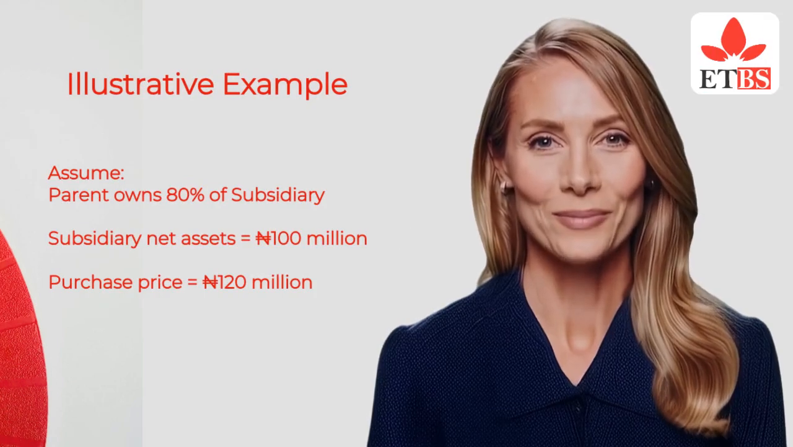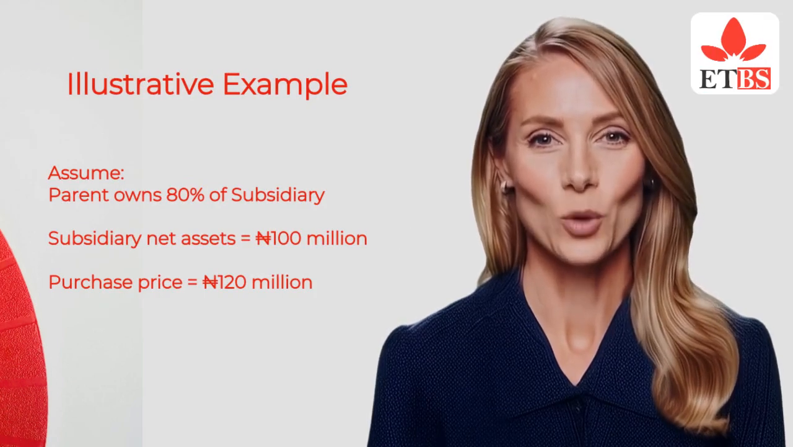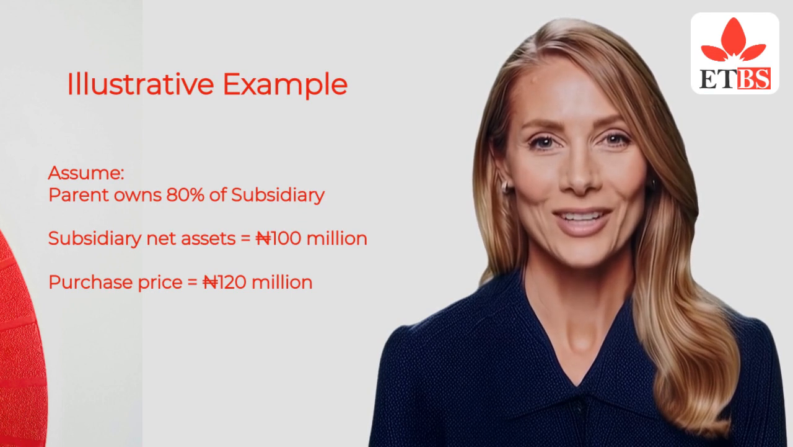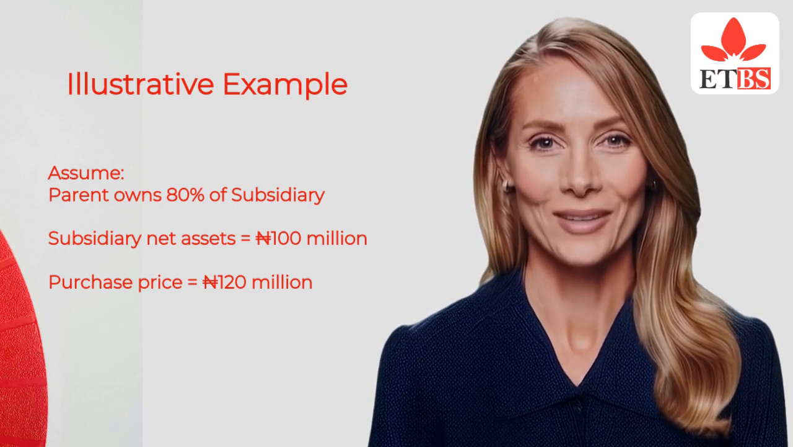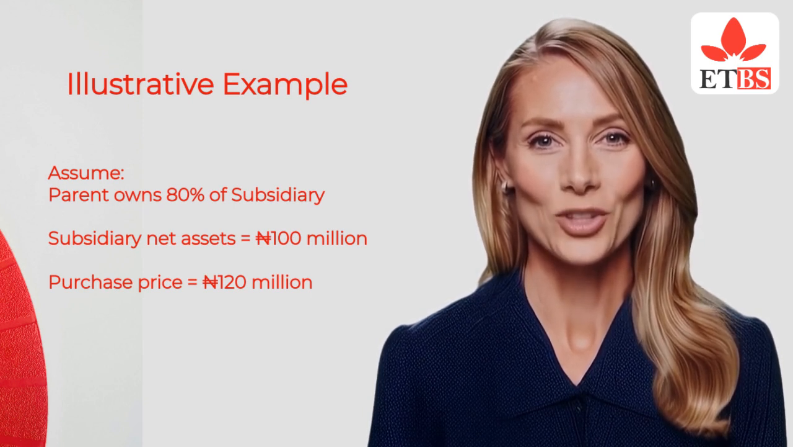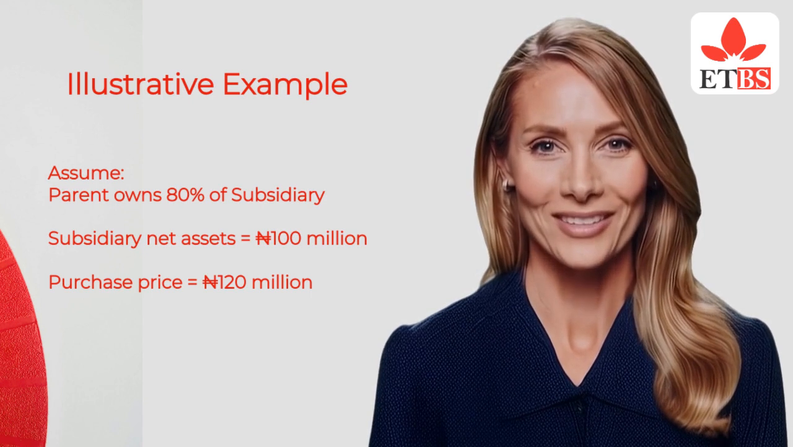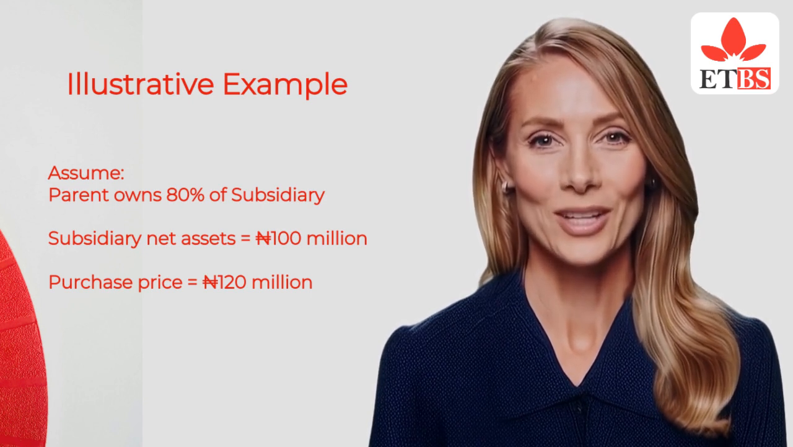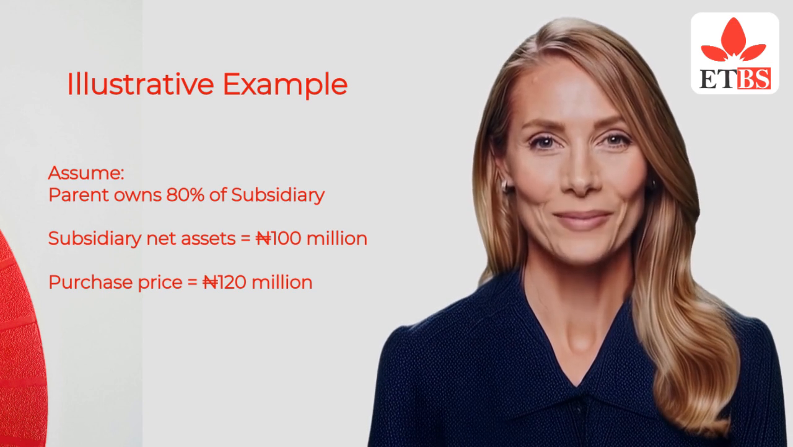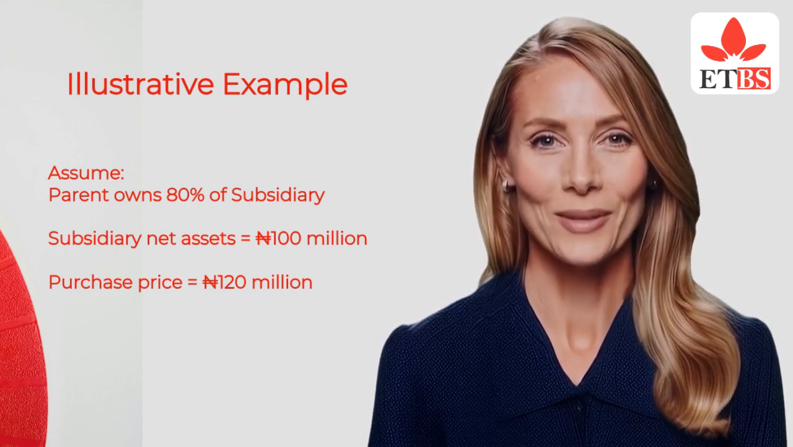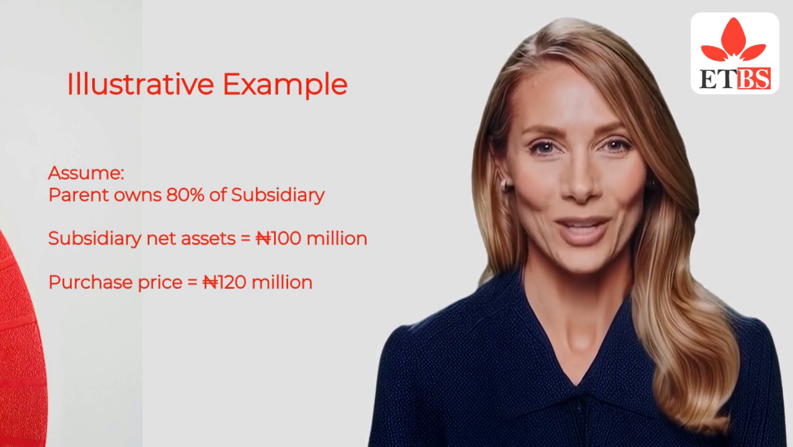Illustrative example. Assume the parent owns 80% of a subsidiary whose net assets equal 100 million naira. Purchase price equals 120 million naira. Goodwill equals 120 million naira minus 80% times 100 million naira, which equals 40 million naira. NCI: 20% times 100 million naira equals 20 million naira.